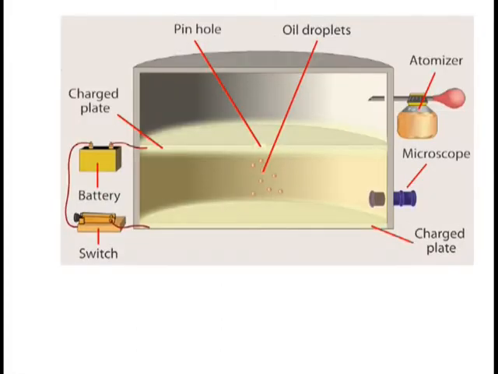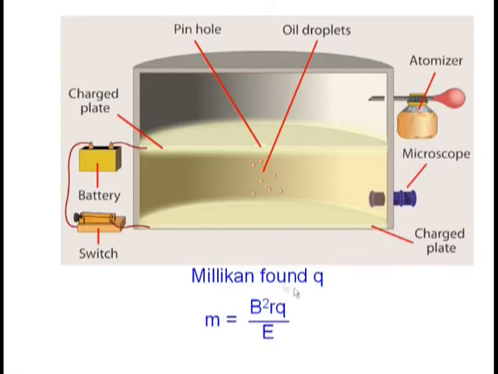Then along came Millikan, and remember Millikan's oil drop experiment, he found out what q was, and this was such a big deal because not only did we get the charge of the electron, but now we were able to go back and use that same equation to figure out what the mass of the electron was. So this was a huge step forward in the early 1900s.